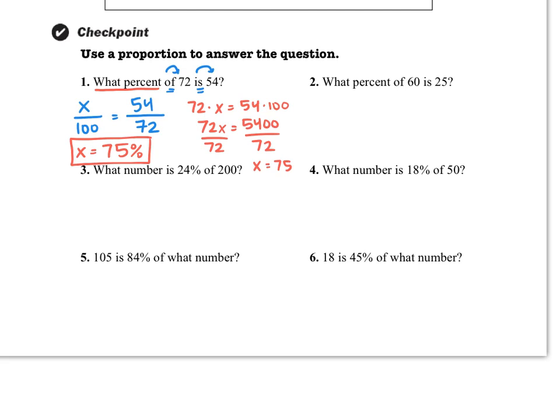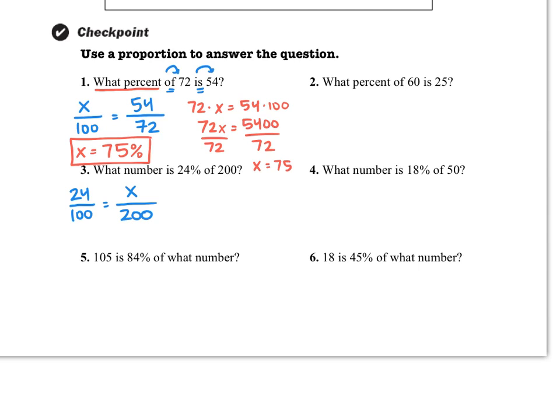Let's go ahead and jump down to number 3. So again, we're going to start by setting up a proportion. We always put the percent over 100. So in this case, the percent is 24. So we put 24 over 100. And it wants us to know what number is 24% of 200. So 200 is the whole. It goes on the bottom. We are trying to find the part, so the x goes on the top.